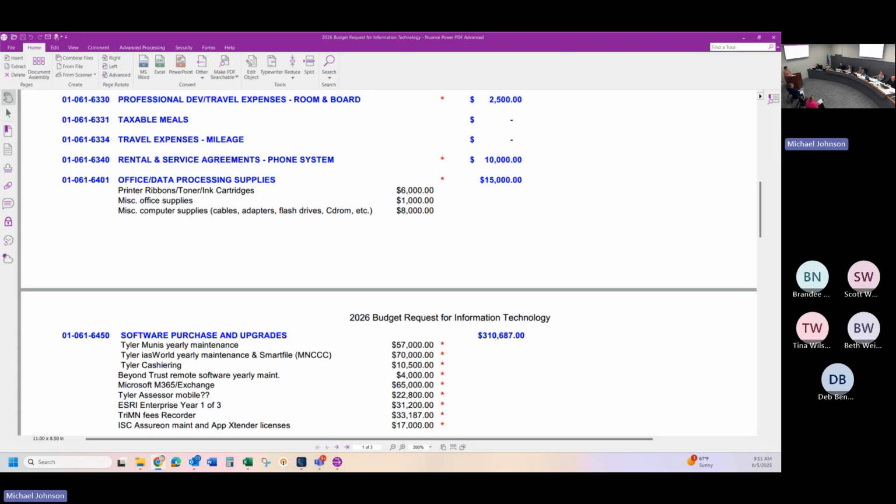At another work session in the future, we'll transfer in amounts or other supplementary funds that are being used in the budget narrative overall. You'll see more details. All right, any other questions for Judy or Michael on the IT budget?